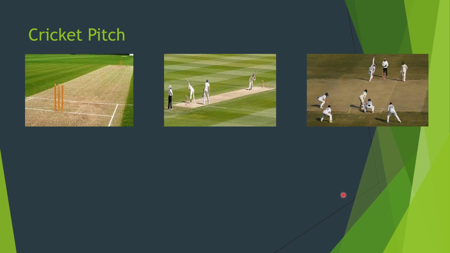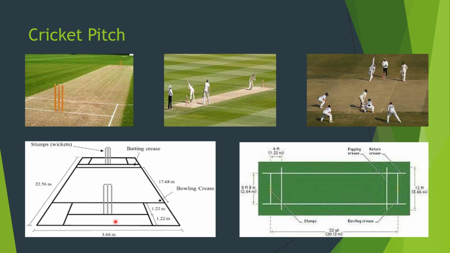So the dimensions of a cricket pitch: the simplest and most important thing to understand is the distance between the stumps is 22 yards, and within the pitch that is the most critical area of play. And assuming the bowler is bowling from here, this line is called the bowling crease, and this line is called the batting crease. So typically the bowler bowls from behind the bowling crease, and the batsman bats from behind the batting crease. Okay. So those are the basics of the field and the cricket pitch.